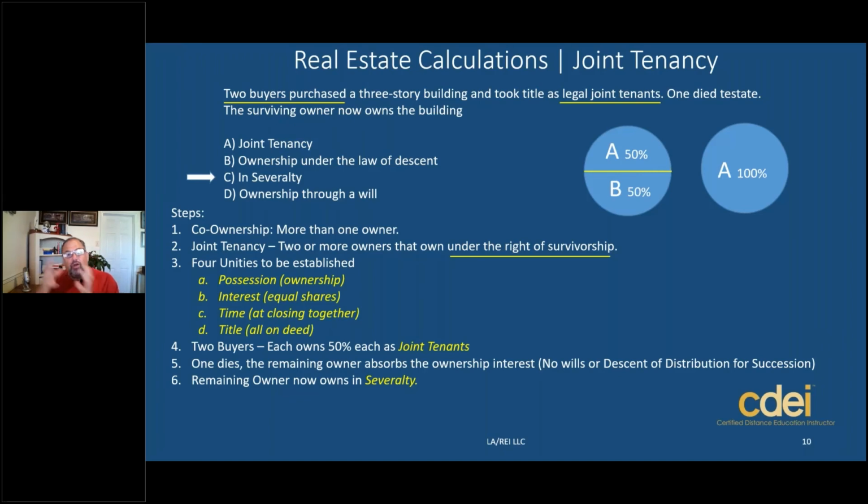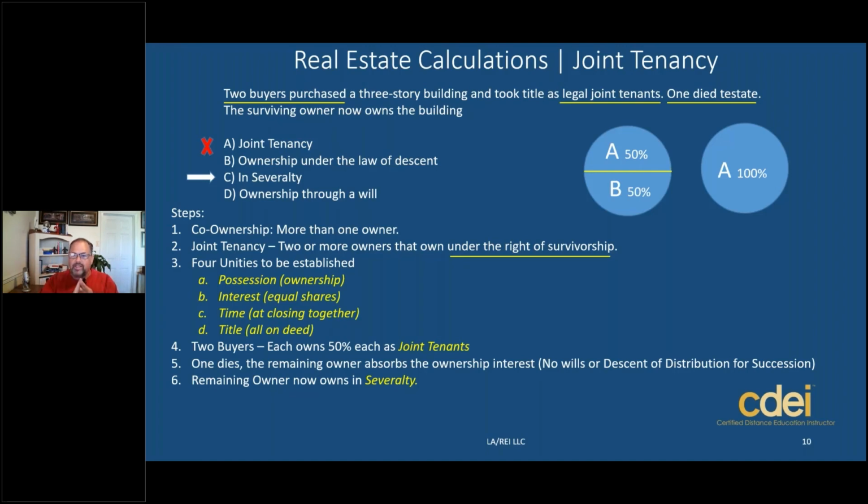Okay, so we know that if someone dies testate and they own property in severalty outright, in other words, no co-ownership, then there's a will, then it goes to the surviving members of the will, okay, whoever's in the will. But here we have legal joint tenants, and what really stands out is the fact that people will select joint tenancy because it goes together, and you can see that that's a wrong answer. Okay, so just in review, remember, in this case, we had two co-owners. One dies, so in this case, owner A absorbs 50% of B, which gives him 100% by himself, which means there's no co-ownership, and the owner owns the building now in severalty.